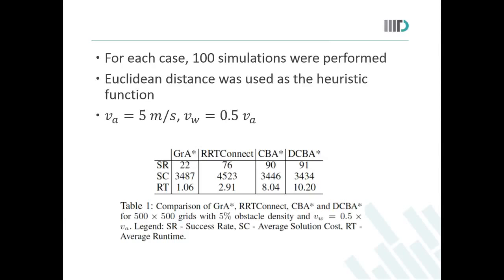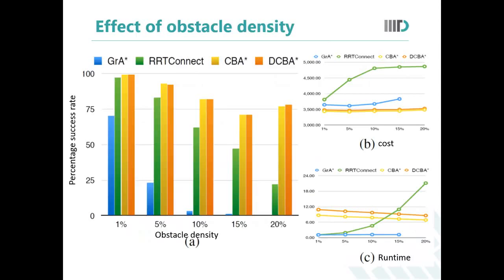And these are the results. SR is the success rate, SE is the average simulation cost, and RT is the runtime. Here we can see that CBA star, which is basic control-based A star, and DCBA star have a very high success rate compared to the greedy A star followed by spline-based validation, or the RRT connector. And the cost is also much lower than the other ones. The only thing is the runtime: if you do both the control and the planning at the same time, the runtime is much higher than the other two.